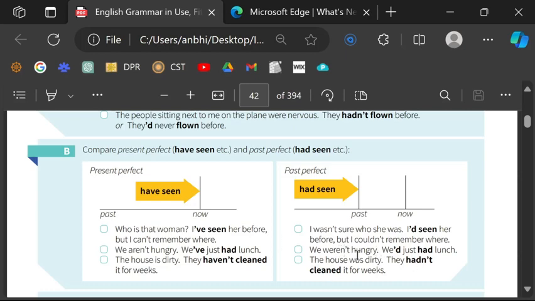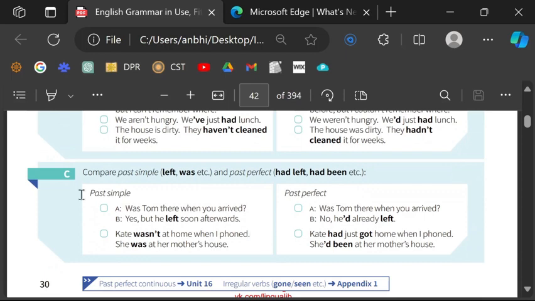Okay, now the similar situation but in the past. The house was dirty. This is in the past. Maybe now the house is clean. But in the past the house was dirty. They hadn't cleaned it for weeks. This happened before this past action. You see?